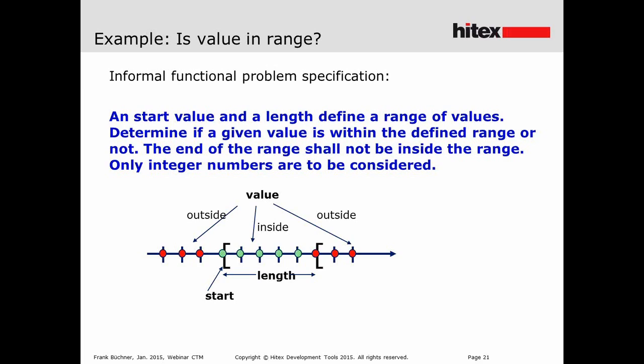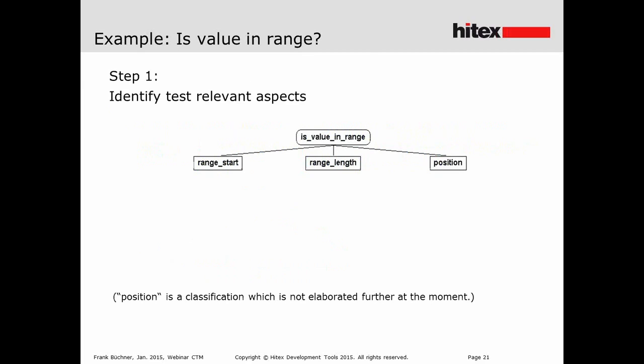And third, it should be clear that we need values which are inside the range, and we need values which are outside the range to get a result of yes and no, which means inside or outside. So the position of the third value is also a test relevant aspect for me. And according to this, I draw the tree, and the initial tree, or my initial tree, looks like this.